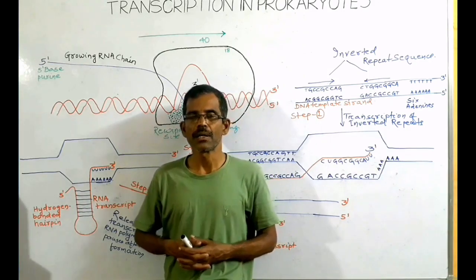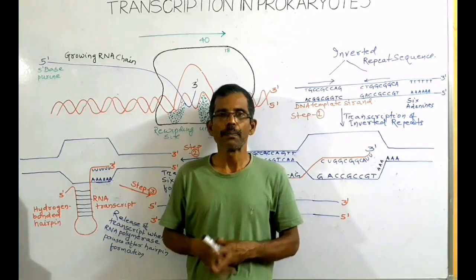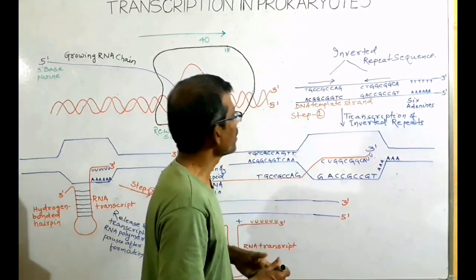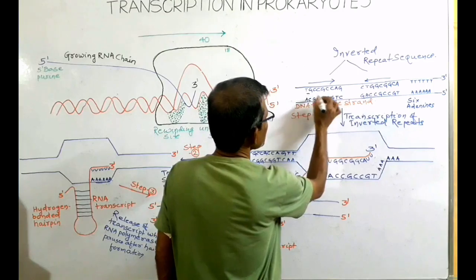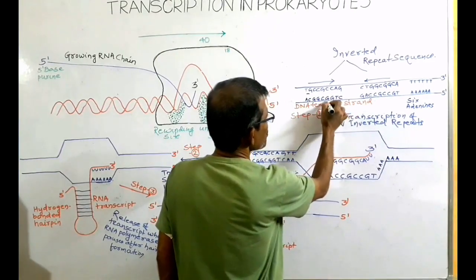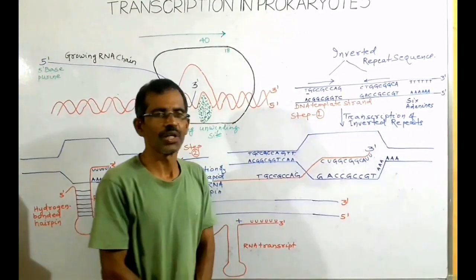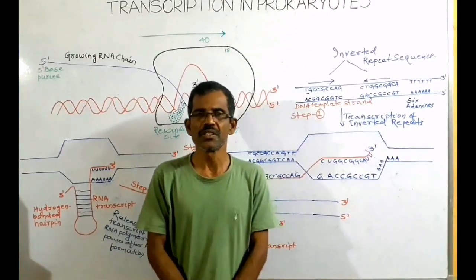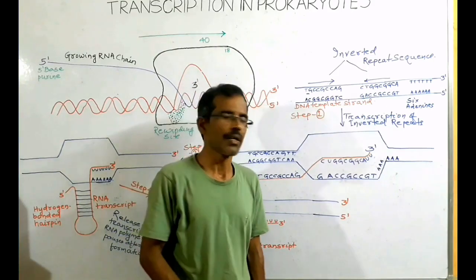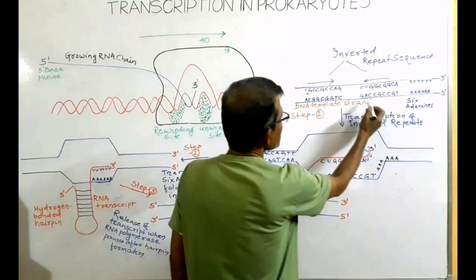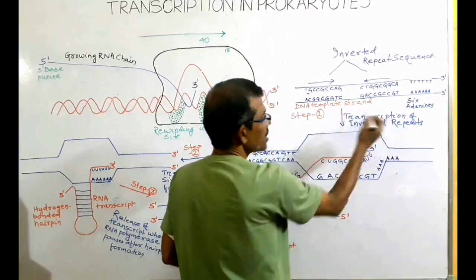First, we will discuss rho-independent termination. The rho-independent terminator contains G-C rich sequences. This is a sequence which is G-C rich. Similarly, these sequences are also G-C rich. These G-C rich sequences are inverted repeats. What is an inverted repeat? These two sequences, if read in the opposite direction, will be the same.